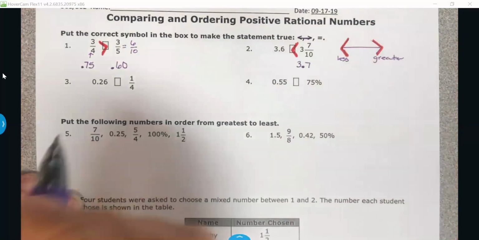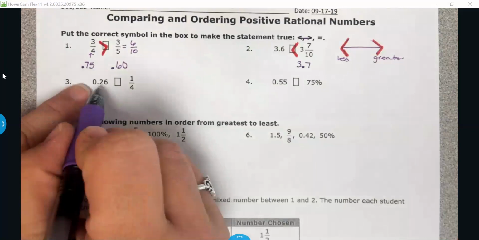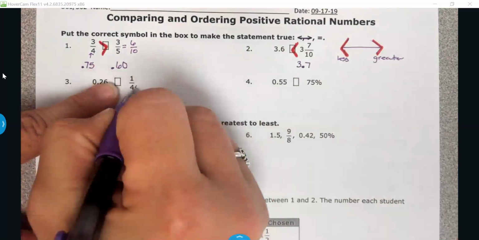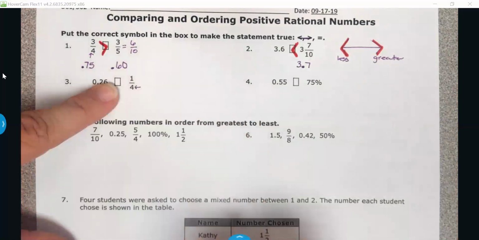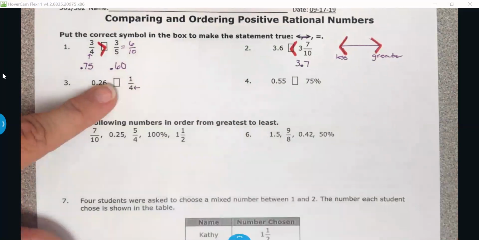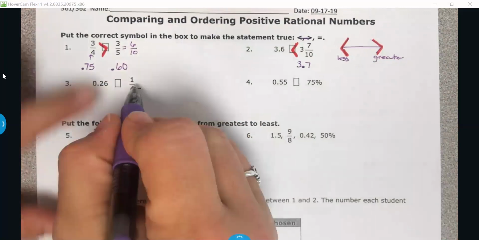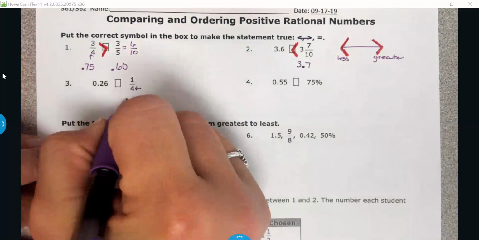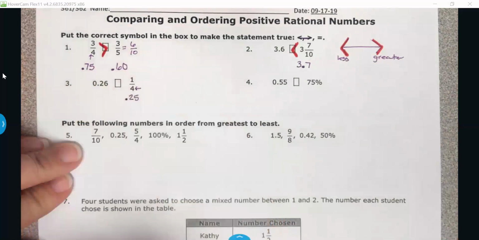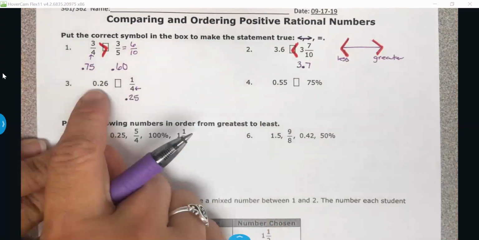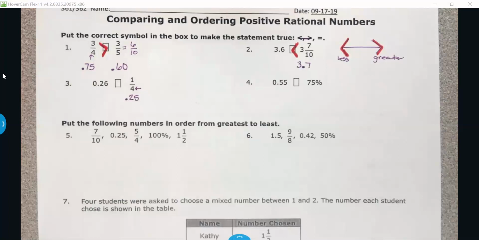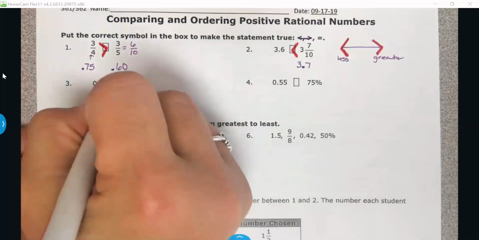So number 3, this is already a decimal, so let's turn this into a decimal. Again, I have a denominator of 4, so immediately you should think quarters. So if I have 1 out of 4 quarters, 1/4 is 25 cents. Now if I compare 26 and 25, 26 is bigger, therefore we need to put greater than.